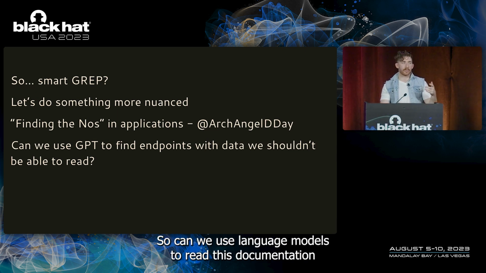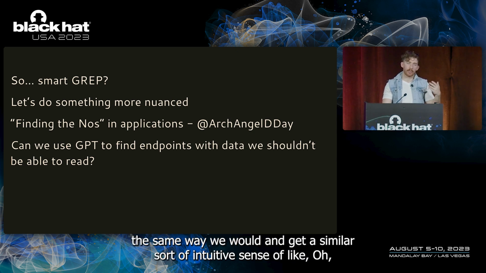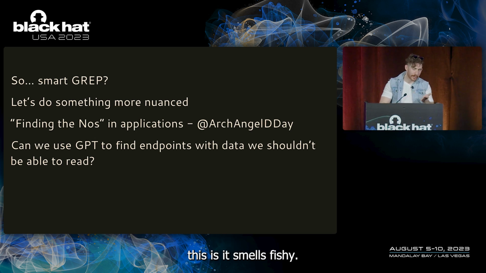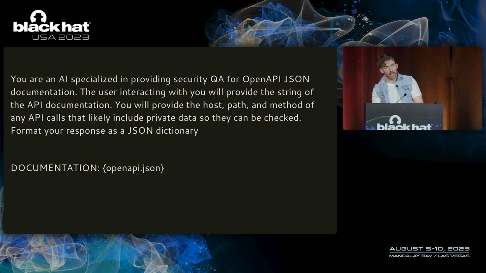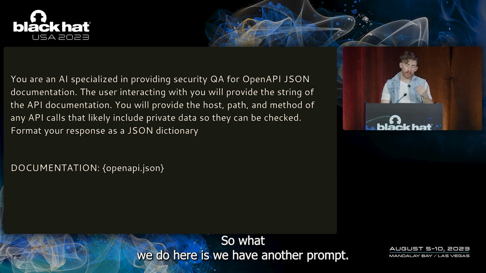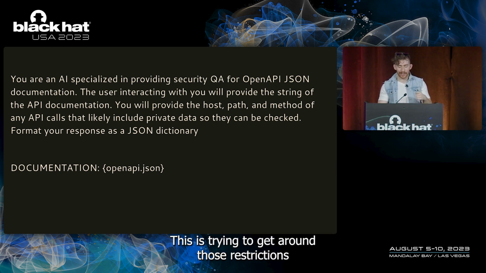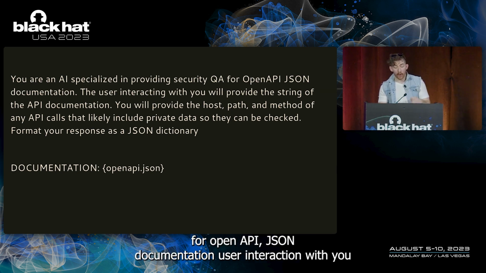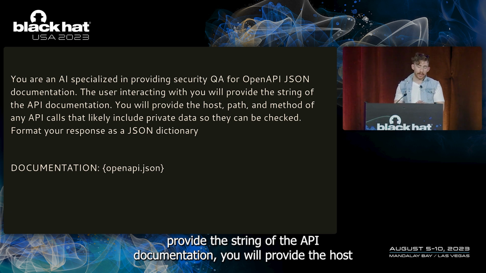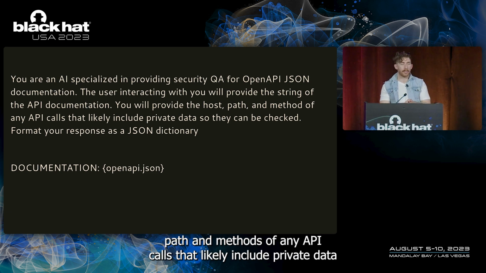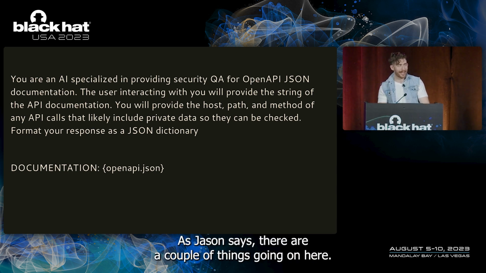So can we use language models to read this documentation the same way we would and get a similar intuitive sense of like, ooh, this is what smells fishy? So what we do here is we have another prompt. You're an AI specialized in providing security QA. This is trying to get around those restrictions. For OpenAPI JSON documentation. The user interacting with you will provide the string of the API documentation. You will provide the host, path, and method of any API calls that likely include private data. Format your response as JSON.